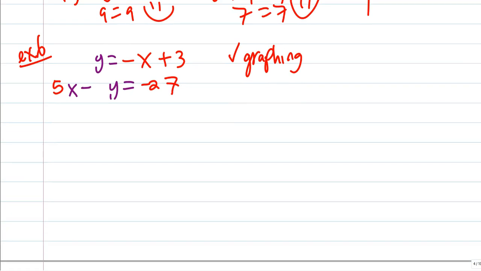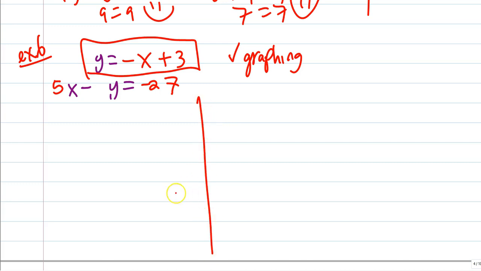Last one. y equals negative x plus 3. 5x minus y equals 27. This is nice. This is ready to graph. Negative x plus 3 has a y-intercept of 3 and a slope of down 1, right 1. Down 1, right 1, down 1, right 1, down 1, right 1. Some of you are like, why is he making this so small? You will see.